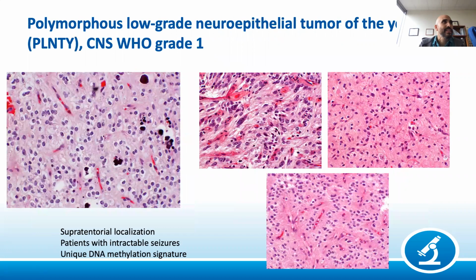All right. Okay. So let's talk about another entity, another supratentorial entity associated with intractable seizures falling under the LEAT subgroup with a unique DNA methylation signature. This is the polymorphous low-grade neuroepithelial tumor of the young.